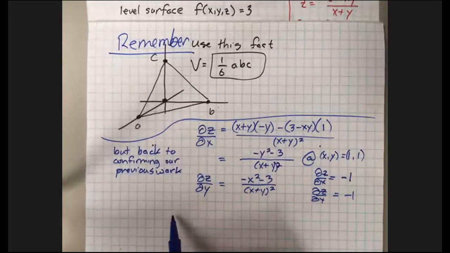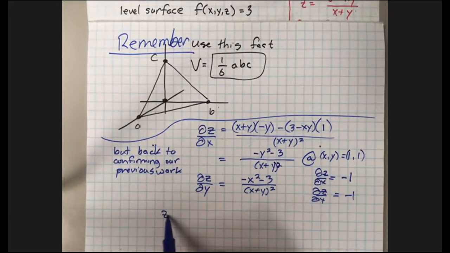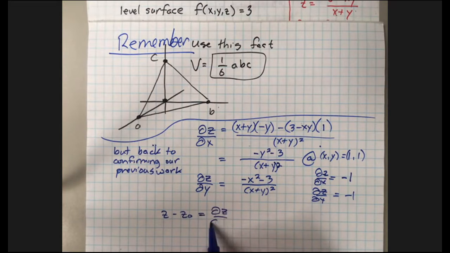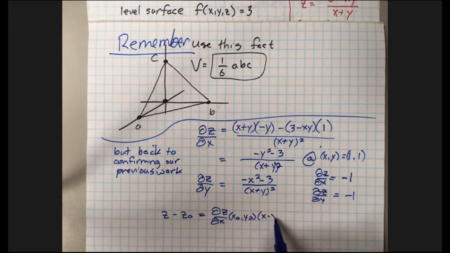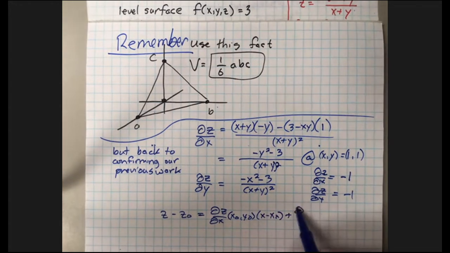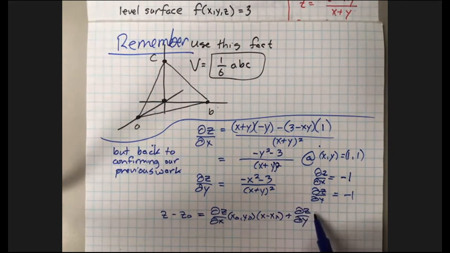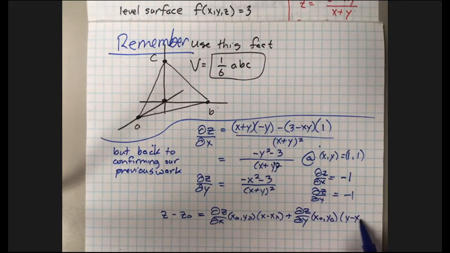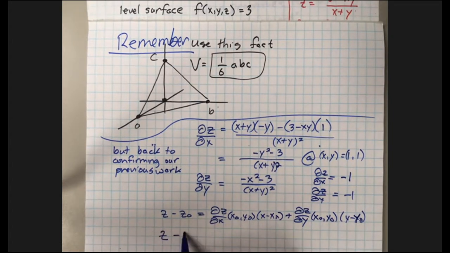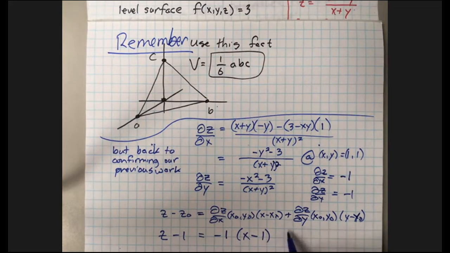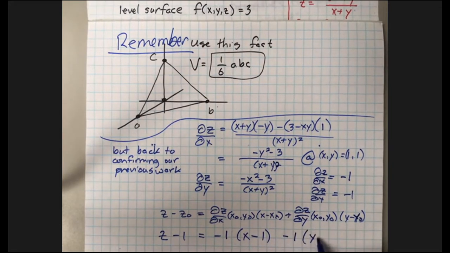We're just demonstrating this technique. And so z minus z naught equals partial z partial x at x naught, y naught, times x minus x naught. This is the formal definition of the tangent plane, just as a little reminder. My x naught, y naught, and z naught are all one in this problem. So z minus one equals negative one times x minus one plus negative one times y minus one.